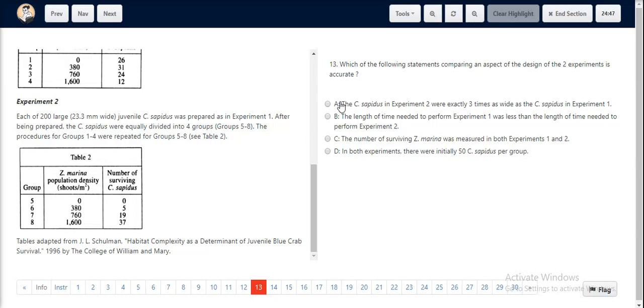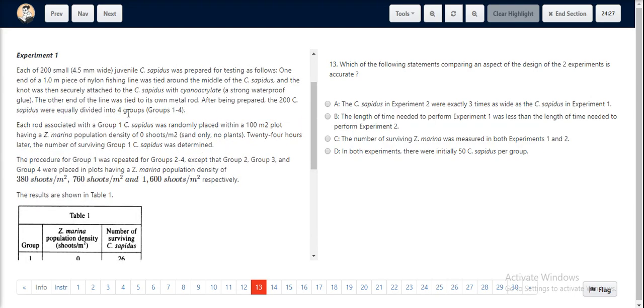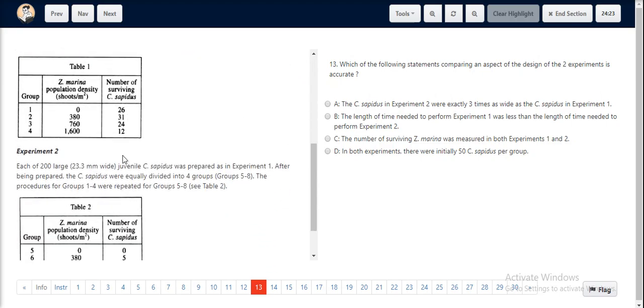Question 13. We look at each option individually. Option A states the C. sapidus in experiment 2 were exactly 3 times as wide as the C. sapidus in experiment 1. We look at experiment 2 out here, the C. sapidus were 23.3 millimeters wide, and in experiment 1, the C. sapidus were 4.5 millimeters wide. Hence the ratio is somewhere between 5 to 6, and it is not exactly 3 times. Hence, option A is eliminated.